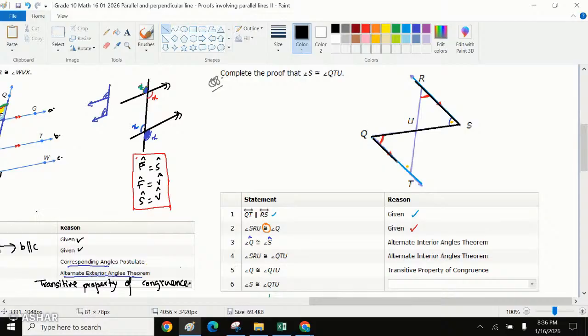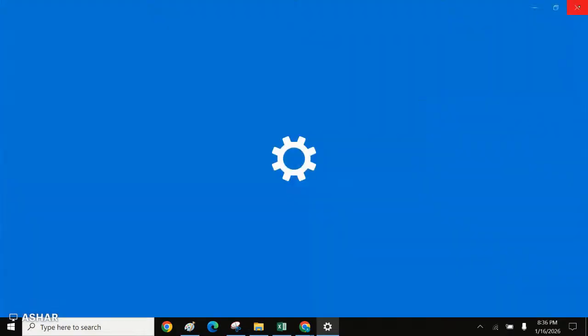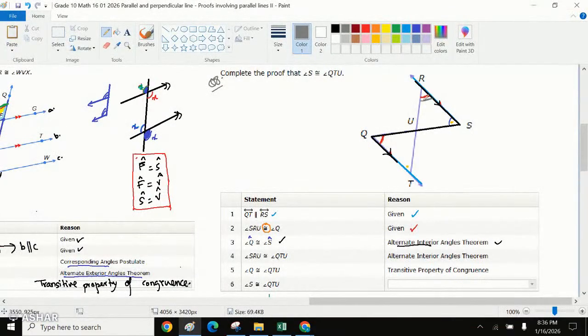Agreed? With parallel lines, they would be alternate interior angles. Agreed? SRU, QT... SRU, where is SRU? Sorry, it is this angle, right?